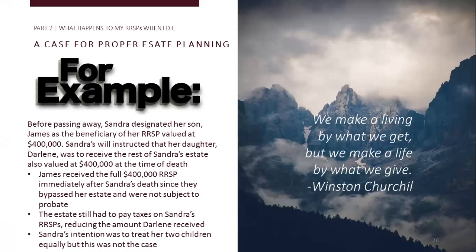Unfortunately, the taxes on the RSP still had to be paid, and the estate was responsible for that, reducing the amount that Darlene received. Now, Sandra's intention was to treat her two children equally, but this is not what happened. One solution here could have been if Sandra was to designate both of her children as equal share beneficiaries for both the RSP and the estate. This way, James and Darlene would have received equal shares of the RSP and equal shares of the remainder of the estate after all probate and taxes were paid.